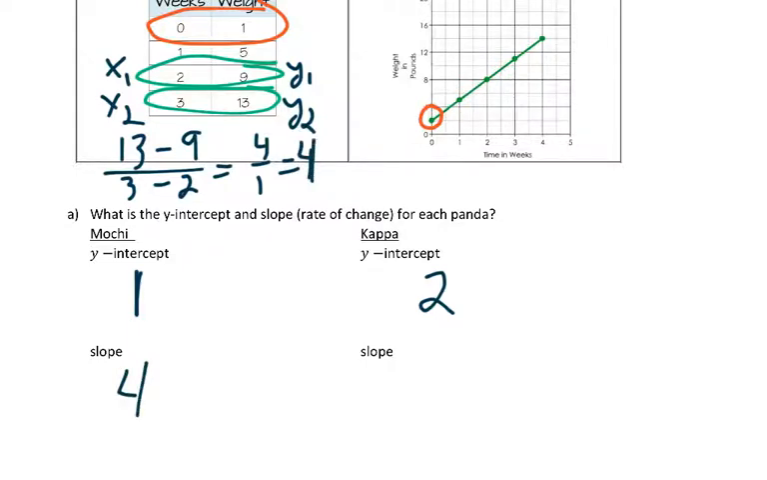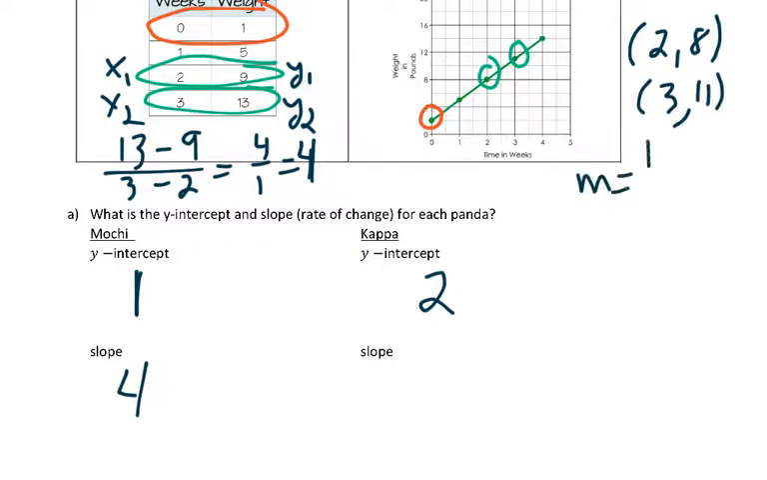Okay, when I'm on a graph, I could do the same thing. I could pick any 2 points I want. Here's one, and here's another one. So that tells me that my first point is (2, 8), and my second point is (3, 11). So to find the slope, I do change in y, y2 minus y1, 11 minus 8, over 3 minus 2, which gives me 3. Okay, so now I know these values.